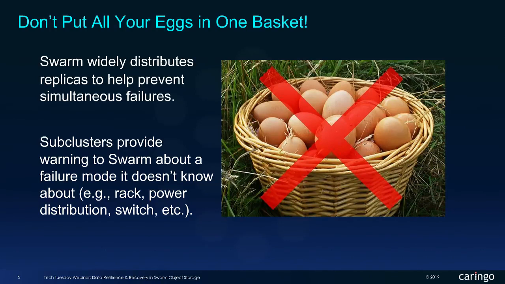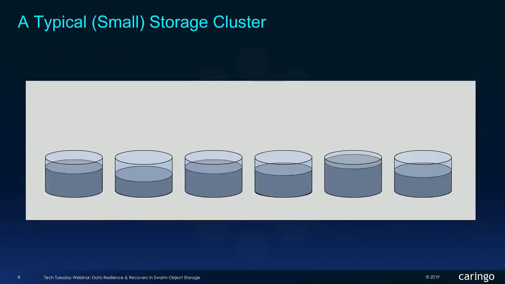The idea of replication is really simple. You want to protect something, you make a copy of it and save it somewhere else. That way, if one of them gets damaged, you've got the other one. We have a mechanism called subclusters that let you tell us more about how your cluster is organized. So if you want to protect against the failure of a rack or a power distribution unit or switch, you could. But let's look at a typical small storage cluster.